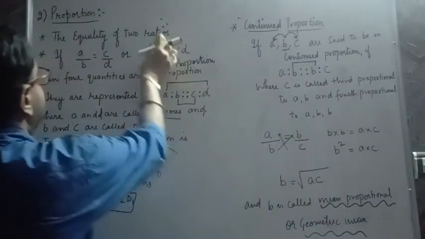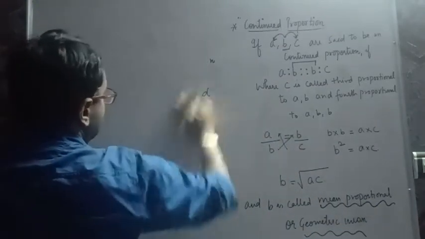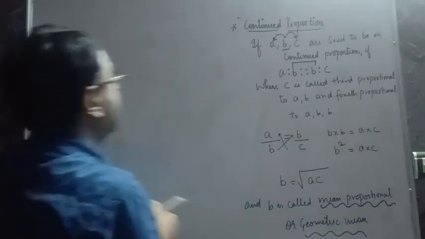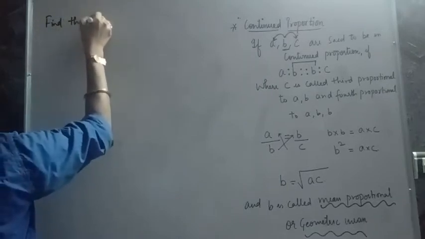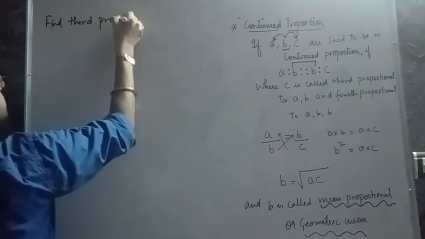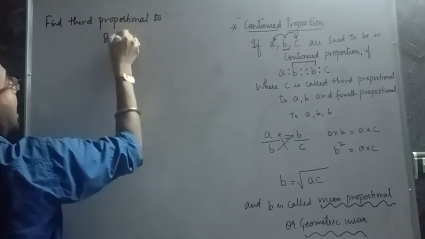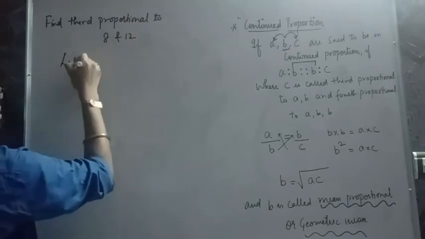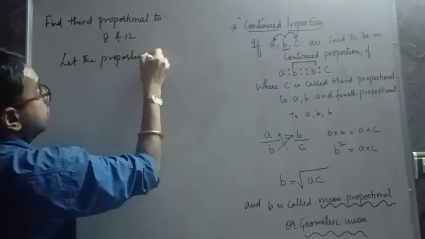Understand one question. I'll give you one important question. You have to find this. Let's see. Write down the question first. The question is: find the third proportional to 8 and 12. We have two numbers. We have to find the third proportional to 8 and 12. Let the third proportional be x.